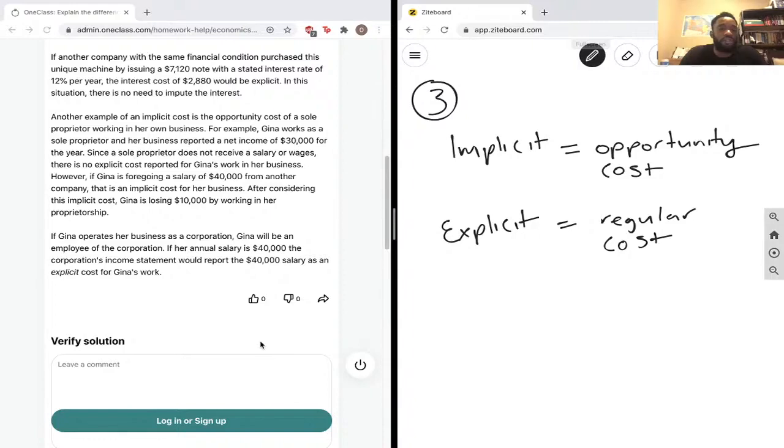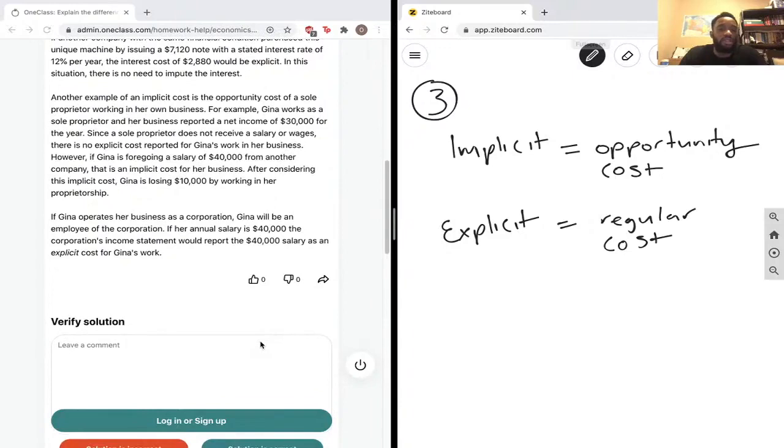However, if Gina is foregoing the salary of $40,000 from another company, that is an implicit cost for her business. After considering this implicit cost, Gina is losing $10,000 by working in her proprietorship. If Gina operates her business as a corporation, Gina will be an employee of the corporation. If her annual salary is $40,000, the corporation's income statement would report the $40,000 salary as an explicit cost for Gina.